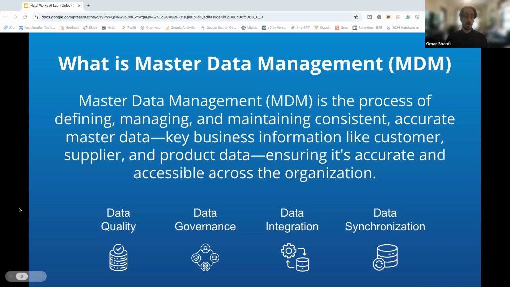The goal behind master data management is accurate and accessible data across the organization to empower data-driven decision-making at all levels. And what's really cool about today's demo is we all know that data is what underpins AI.